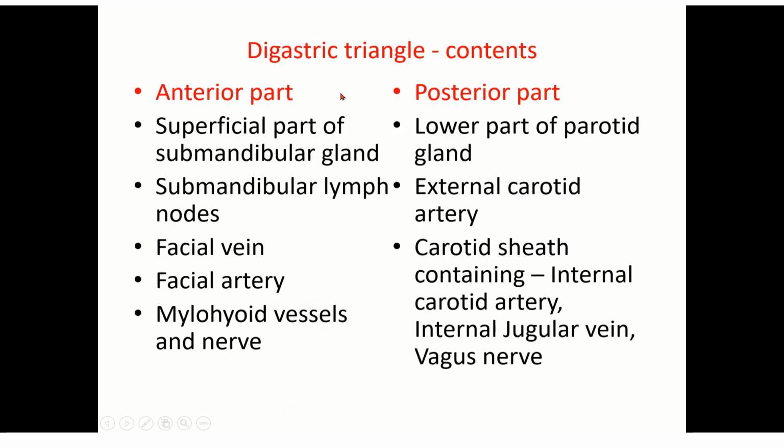So the contents of the digastric triangle: in the anterior part there will be the superficial part of the submandibular gland, submandibular lymph nodes, facial vein, facial artery, and mylohyoid vessels and nerve. In the posterior part, there will be the lower part of the parotid gland, external carotid artery, and carotid sheath, which has the internal carotid artery, internal jugular vein, and vagus nerve on a more posterior plane.